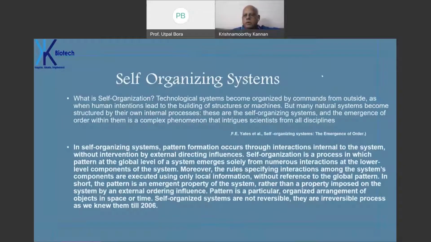So what is a self-organizing system? Technological systems become organized by commands from outside, like when we make a car, as when human intentions lead to the building of structures or machines. But many natural systems become structured by their own internal process. We are not doing anything.